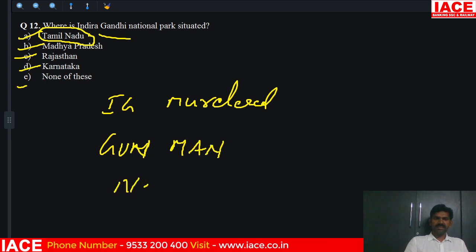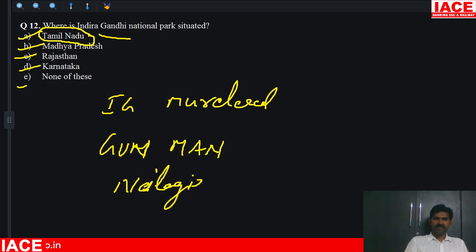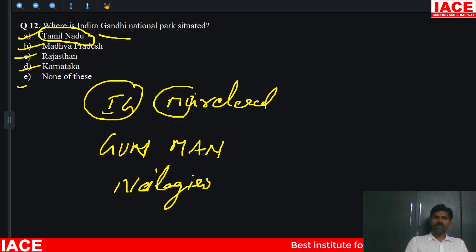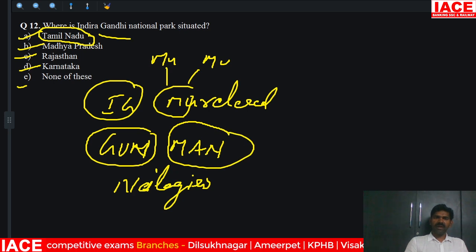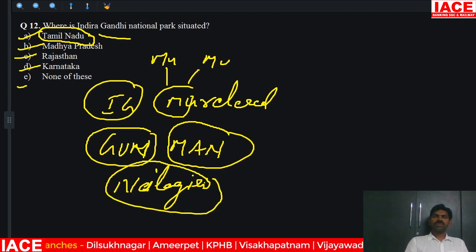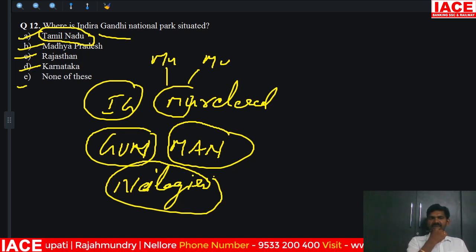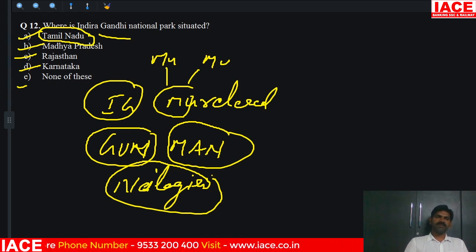Near Nilagiris. Yes or no? So Indira Gandhi National Park, murdered, MU: Mudumalai, Mukurti. Mudumalai and Mukurti, Gundi, Mannar, Gulf of Mannar and Nilagiris. So how did Indira Gandhi die? If you remember, she was actually shot by her own gunman. So I can frame a sentence and say that Indira Gandhi was murdered by her own gunman near Nilagiris. So Indira Gandhi National Park is present in Tamil Nadu.